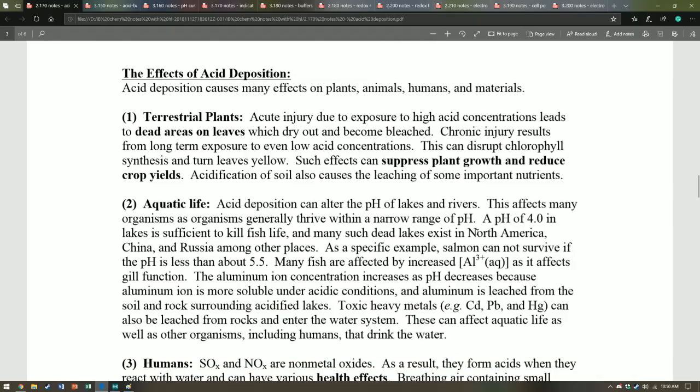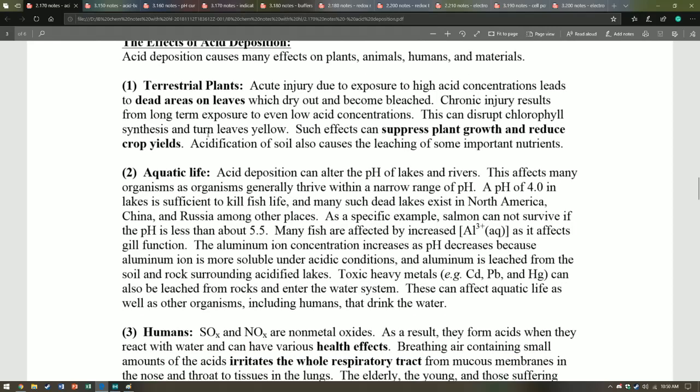What are the consequences of acid deposition or acid rain? Acid deposition, mainly in the form of acid rain. I am not an ecologist. I am not a biologist. I'm only going to say what's on the sheet, what's on my notes here briefly.